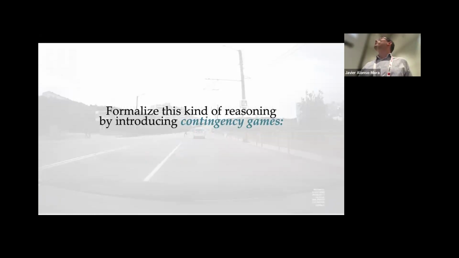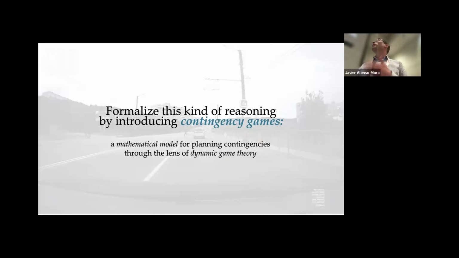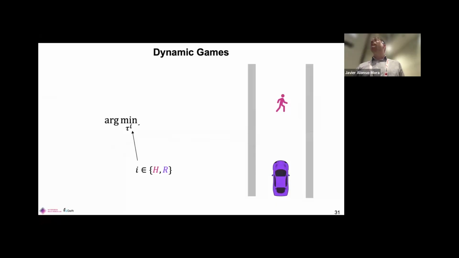So we formalized this kind of reasoning by introducing this contingency games approach. It's a mathematical framework that comes from dynamic game theory, and then plans for the contingency planning in that framework. So how does it work? We want to minimize the trajectory for both agents. So the H will be the human in this case, and R the robot. So we solve a joint problem. The robot solves a joint problem to get both a prediction and a plan.